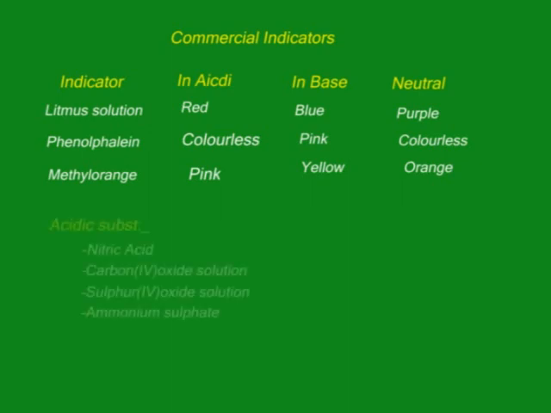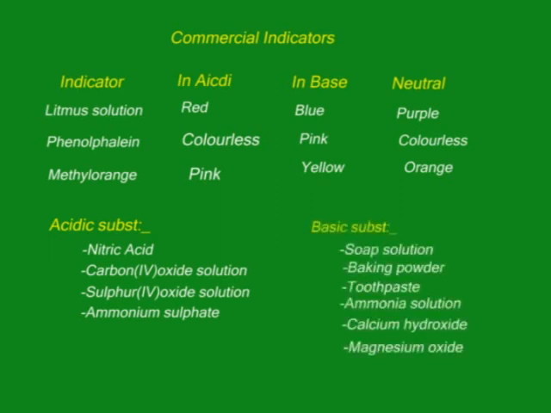Other acidic substances include nitric acid, carbon(IV) oxide solution, sulfur(IV) oxide solution, and ammonium sulfate. Basic solutions include soap solution, baking powder, toothpaste, ammonia solution, calcium hydroxide, and magnesium oxide, amongst others. Water and sodium chloride are neutral solutions.